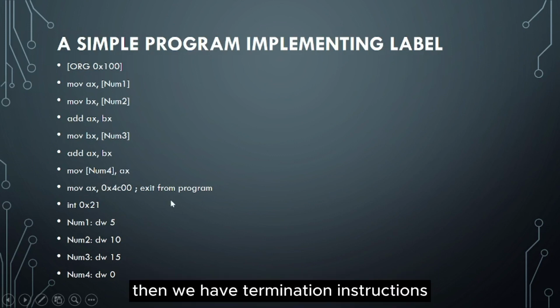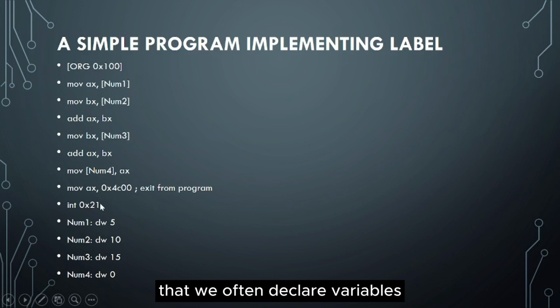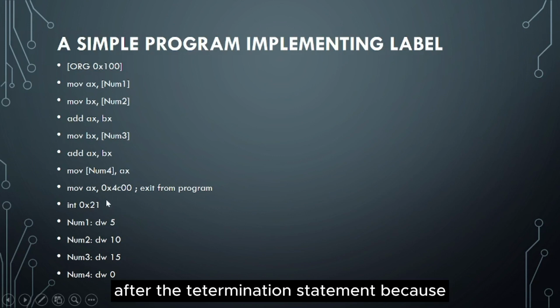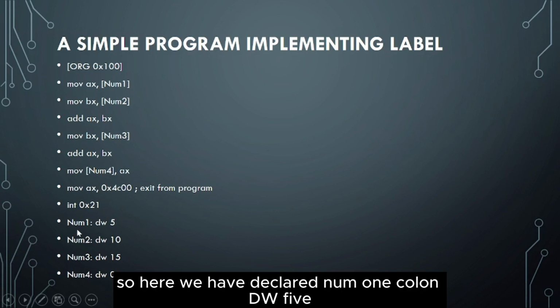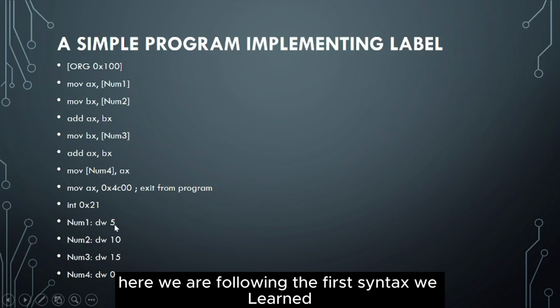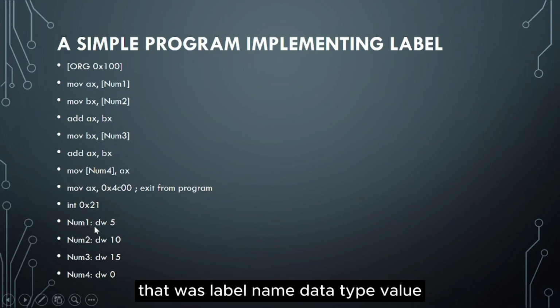Then we have the termination instructions, mov ax, 0x4c00 and int 0x21, where the program is terminated. Here is the point to note that we often declare variables after the termination statement because the control never comes after the termination statement. So here we have declared num1: dw 5. Here we are following the first syntax we learned, that was label name, data type, value.